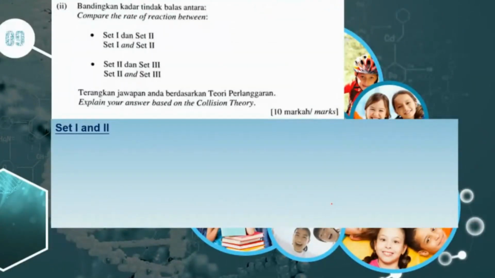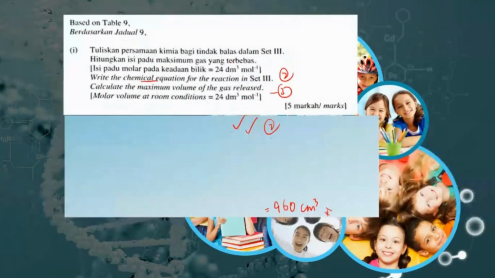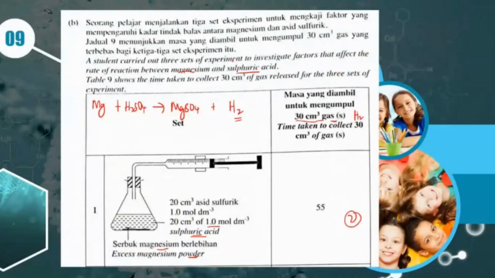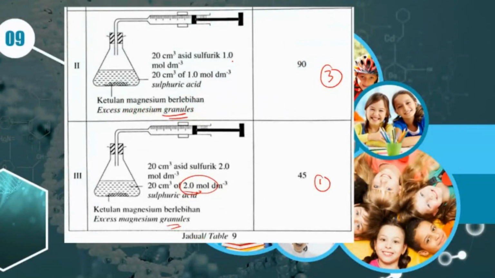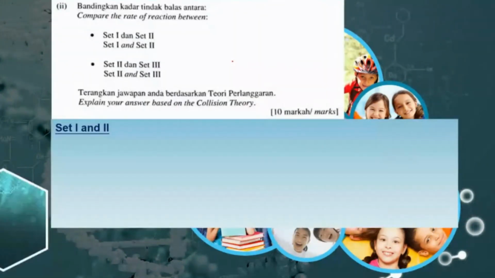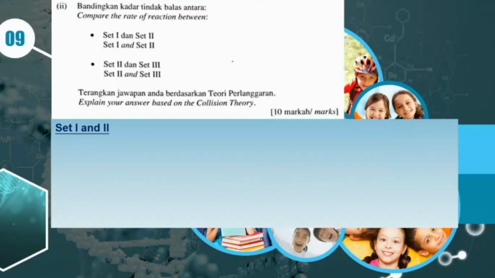Now compare the rate of reaction between step 1 and step 2, step 2 and step 3. Again, this time I will let you try step 1 and 2. What is the factor affecting the rate of reaction? Powder and the granules, right? So meaning that it's the size. Step 2 and 3 is the concentration, right? Concentration of sulfuric acid. So quickly write out the 5 points for set 1 and set 2, then set 2 and set 3, another 5 points.